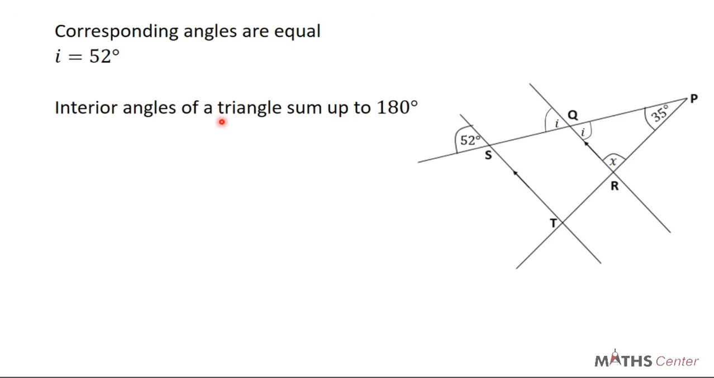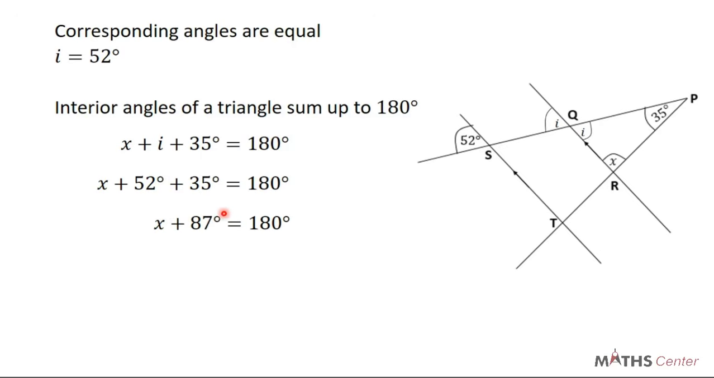We know that the interior angles of a triangle add up to 180 degrees. So S plus I plus 35 degrees will give us 180 degrees. We found I to be 52 degrees. So S plus 52 degrees plus 35 degrees will give us 180 degrees. S plus 87 degrees will give us 180 degrees. You simplify this and S is giving us 93 degrees. So we are able to find the value of S to be 93 degrees. So here too, we use corresponding angles and the fact that interior angles of a triangle sum up to 180 degrees to solve this question.